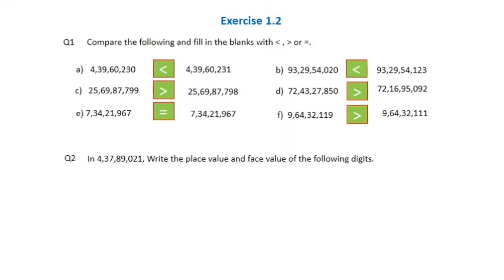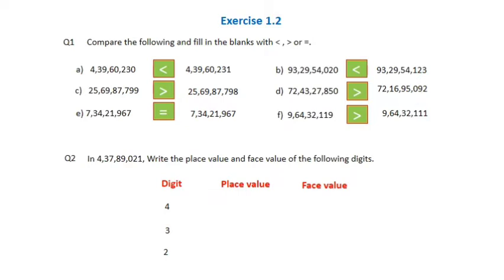Now let's see question number 2. What is given in question number 2? In the given number, you have to write down the place value and the face value of the following digit. Here the digits are given. Here the digit given is 4. Now where is 4 here? In this number, this is ones, thousand, lakh and crores. 4 is at the crore place. So what is the place value of 4 here?